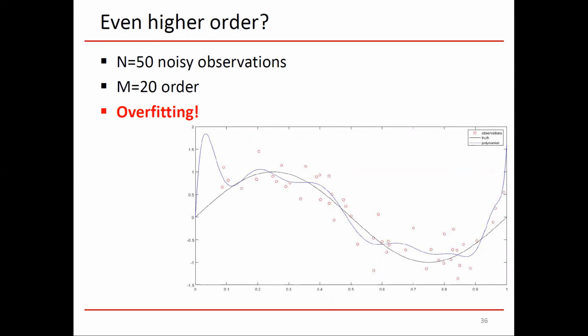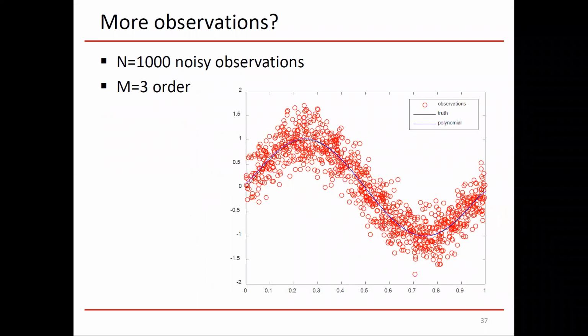But now suppose that we have 50 noisy observations. Well, an order 20 thing will still lead to overfitting. So here we see that the polynomial fit, the blue line, goes up and down like crazy, although we have quite a few, 50 observations. So maybe we want to use a higher order, but not too high. So let's see. So what about if we use tons of observations?